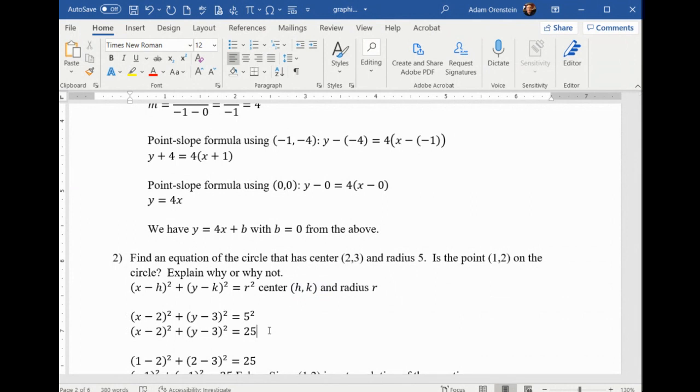Okay, that's good. Now, how would we know if the point (1, 2) is on the circle? Well, if it's on the circle, it has to be a solution to this equation, right? To be on the graph of an equation, it's the plot of all the solutions, all the ordered pairs that are solutions, I should say. So for (1, 2) to be on the circle, it has to be a solution of the equation.